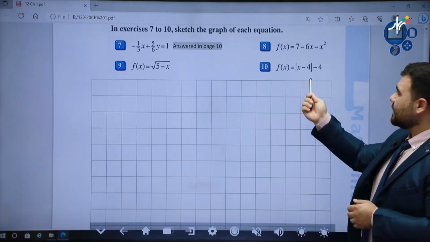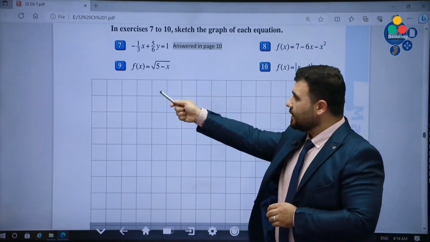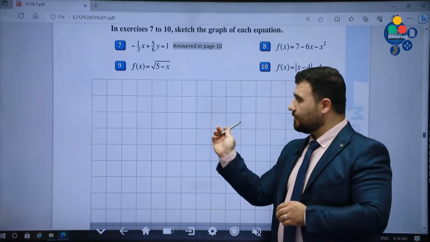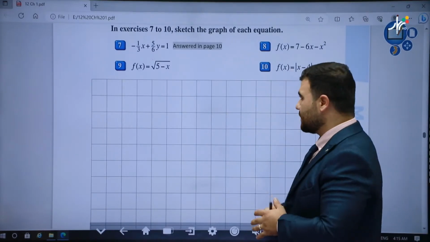This one is a V shape. The V starts at 4. This one has the shape of a root. The x is negative, it goes to the side. You're supposed to be able to do this because it's session 3.